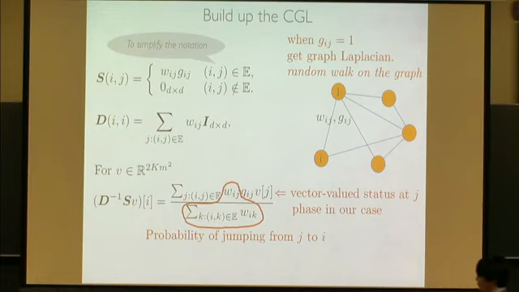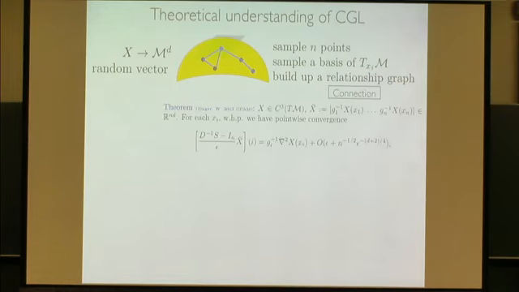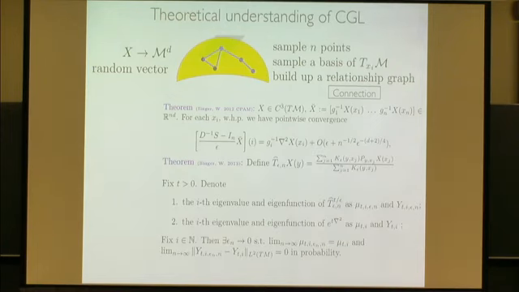Okay, well, and the phase, in our case, is the phase. And there is a theoretical understanding of CGL from the manifold setup, which I will just very quickly tell you. The theory tells you that this D inverse S matrix will converge to the connection graph Laplacian on the manifold if you consider a frame bundle and its associated vector tangent bundle. And also it will converge in a spectral sense. That is, the i-th eigenvector will converge to the i-th eigenvector field of the heat kernel of the associated connection Laplacian.